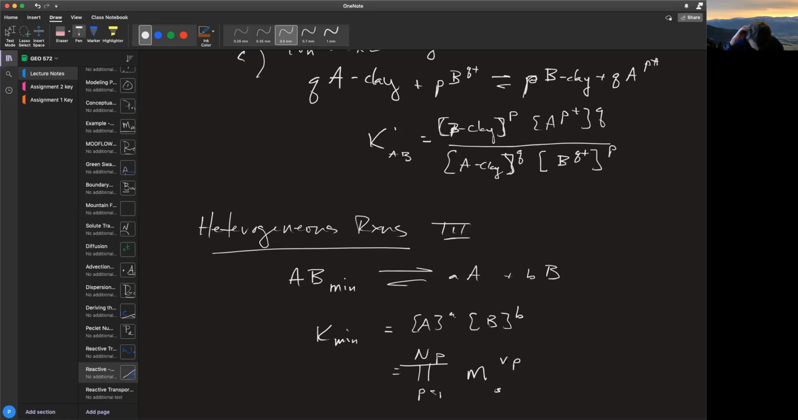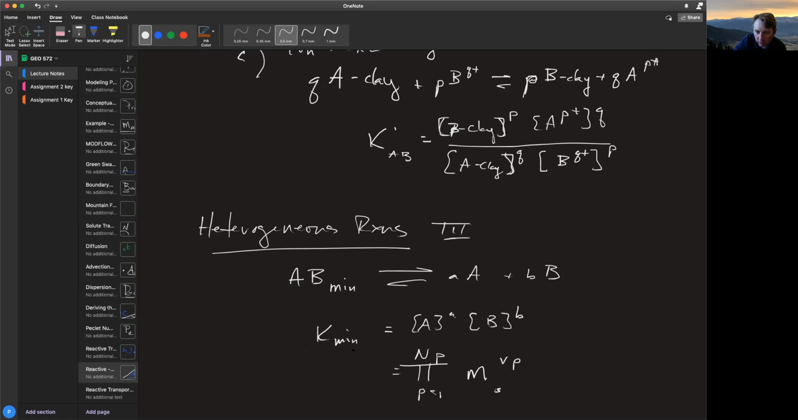We don't include the mineral because there's no way to include concentration from mineral in this equation. Because it's heterogeneous, right? So it doesn't make sense to have a mineral concentration in there. All right, so this is a heterogeneous reaction, and this is a really common reaction.